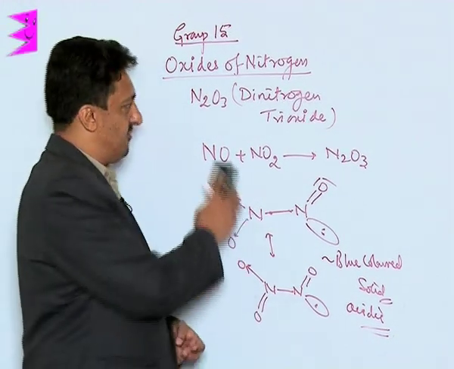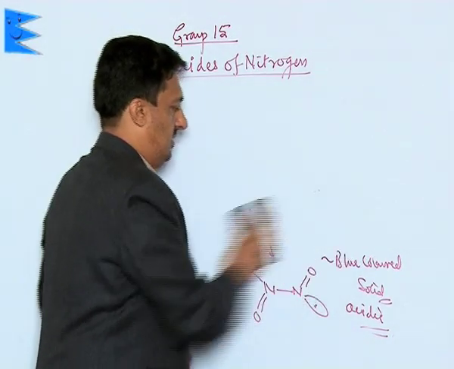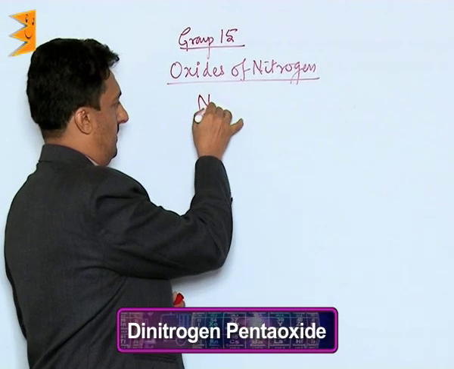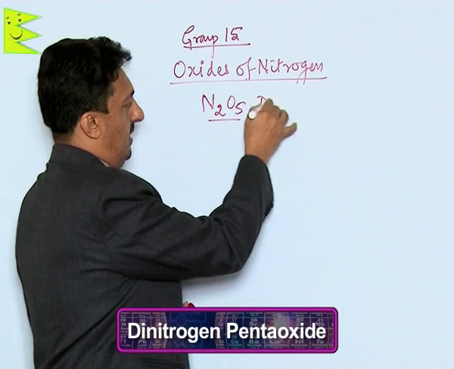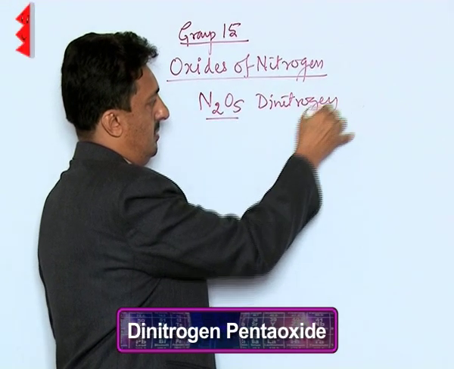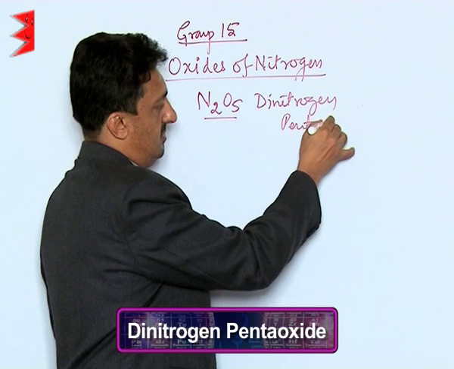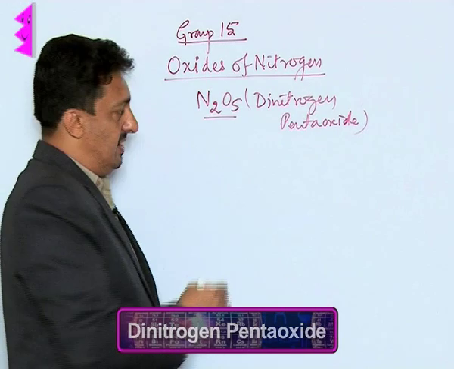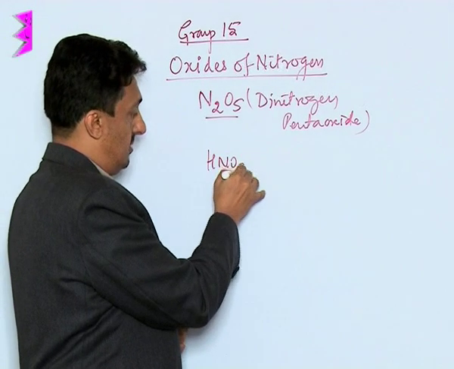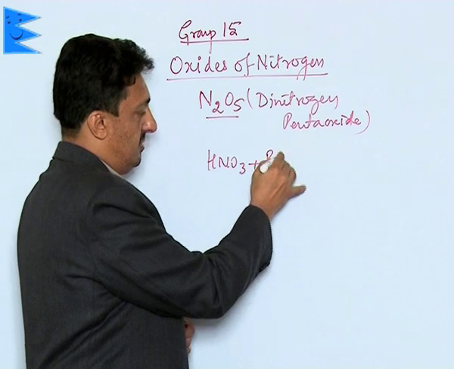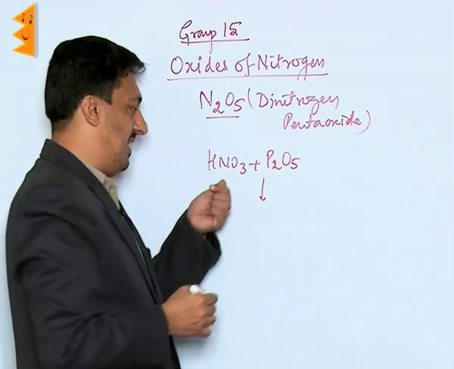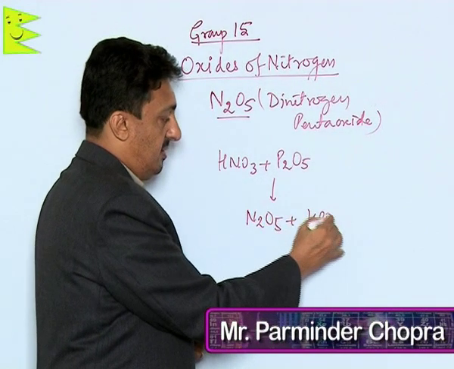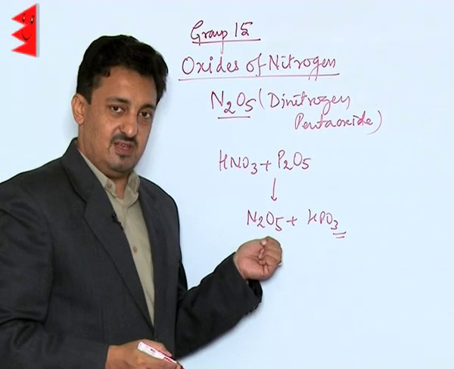The last of the oxides of nitrogen is N2O5, called dinitrogen pentaoxide. It is called the anhydride of nitric acid, because when nitric acid is treated with P2O5, it forms N2O5 and metaphosphoric acid. This is how we get this one.